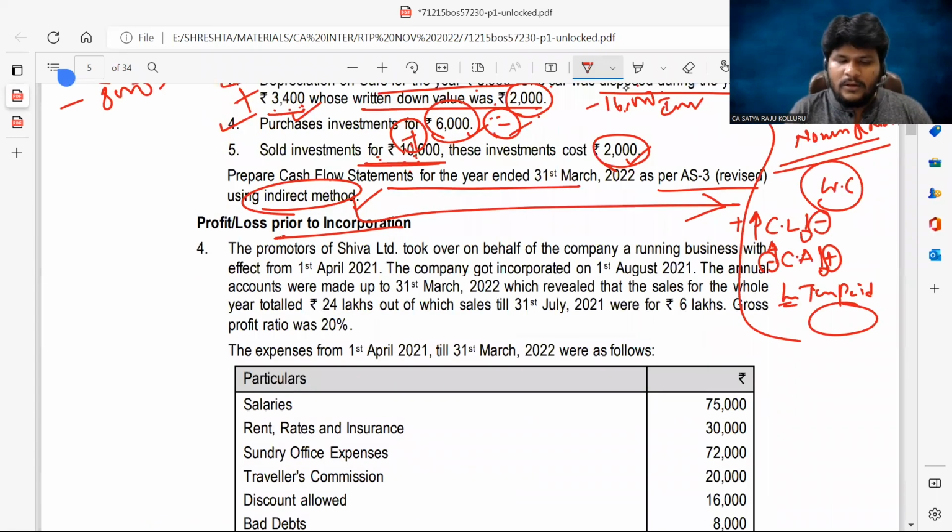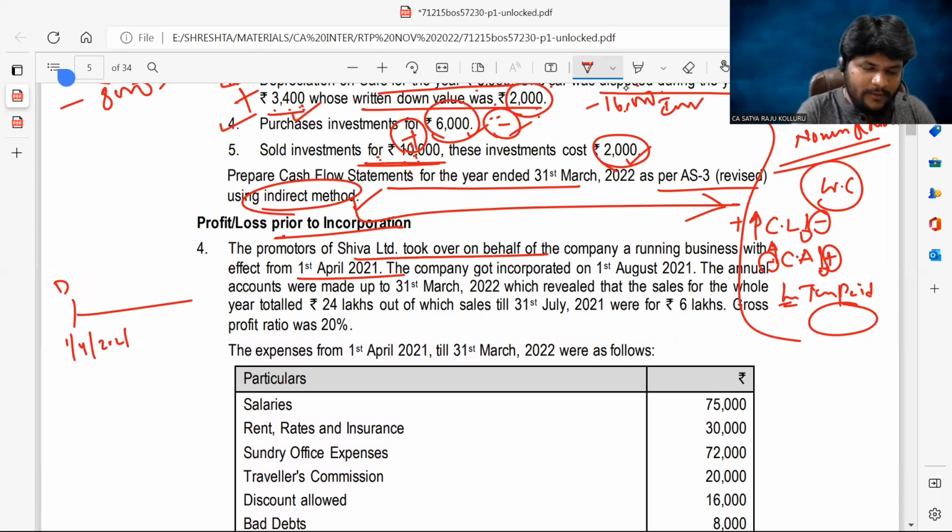Now, the promoters of Shiva Limited took over on behalf of the company a running business with effect from 1st April 2021, 1/4/2021. I'm so sorry, this is not the date of incorporation, this is the date of takeover of the business. The company got incorporated on 1st August 2021, that is 1/8/2021. The annual accounts were made up to 31st March 2022, which is the closure.